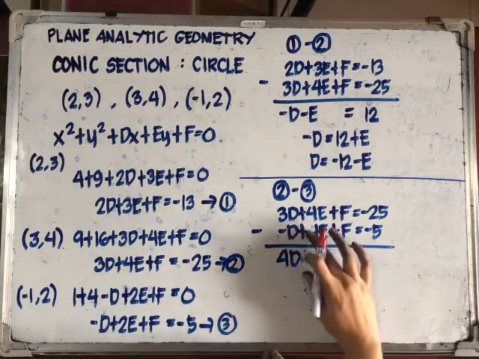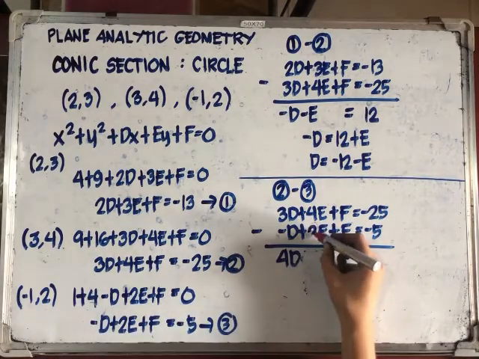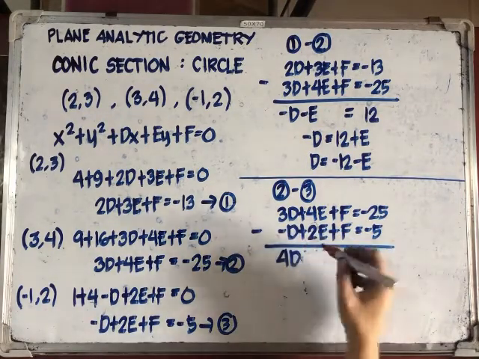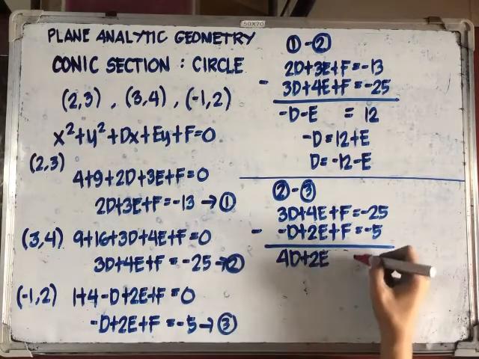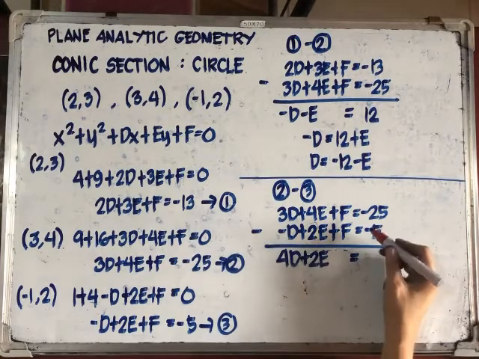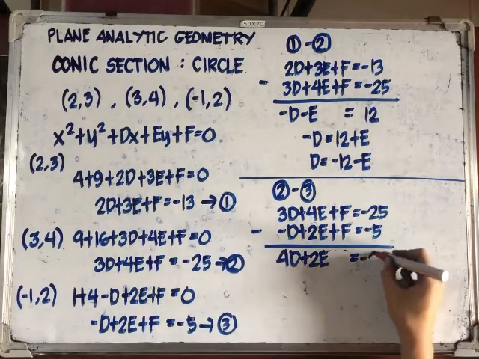Okay, wait. This is 2 actually, right? Negative D plus 2E. I'm sorry. So that would be 4D plus 2E instead. Then the F is gone. And this is negative 25 plus 5. That would be negative 20.